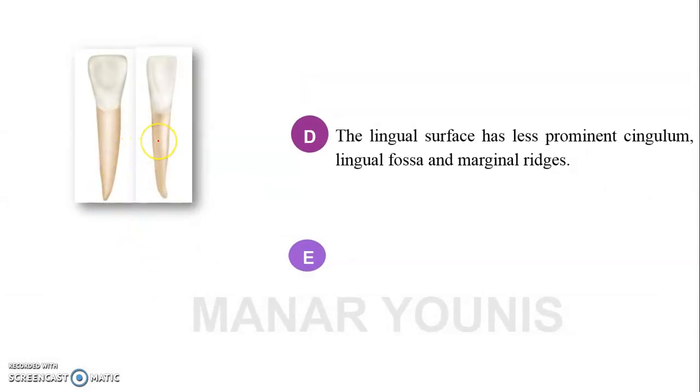Another feature concerning the anatomical landmarks of their lingual surfaces is that they usually have a smaller and less marked cingulum, very shallow lingual fossae, and ill-developed mesial and distal marginal ridges. So these are features that differentiate them from the maxillary incisors and canines.